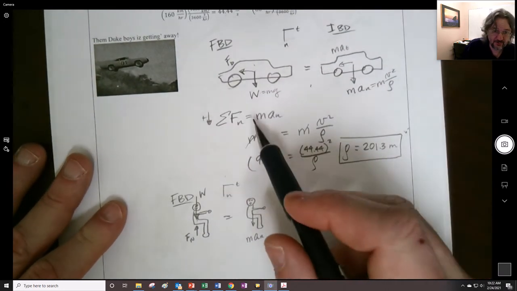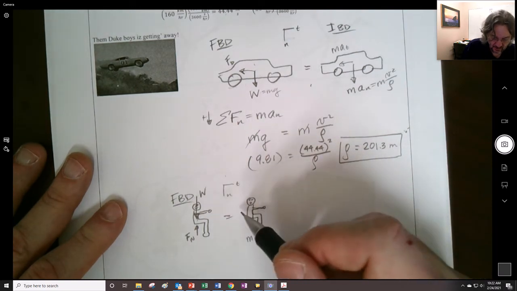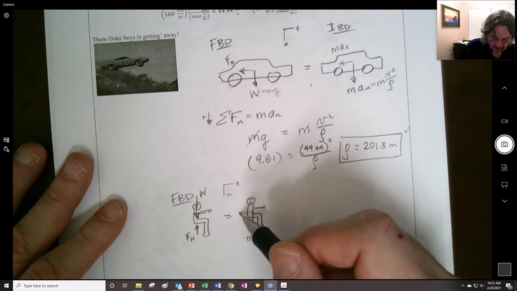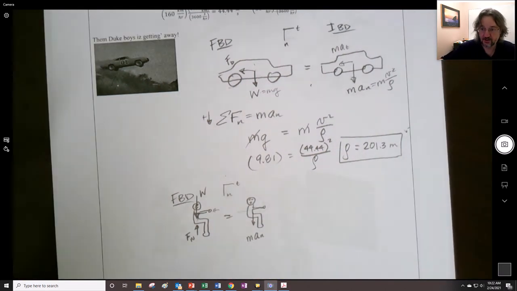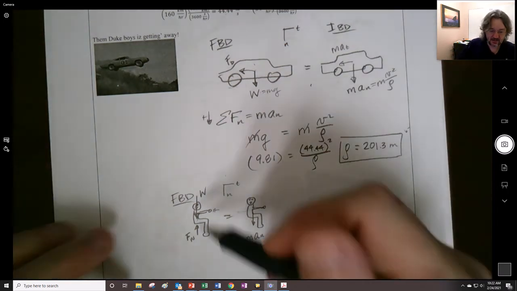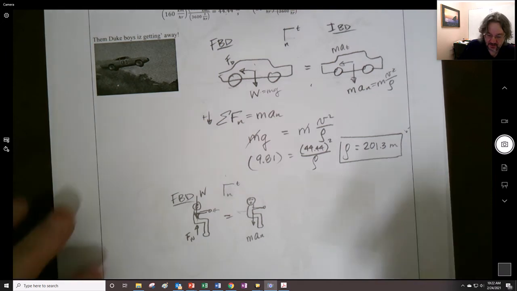We don't know if the car is probably slowing down. That would be an acceleration coming this way right here, so he'd actually probably have to be holding on to the steering wheel because the seat can't. Or that could be the seat belt, maybe, pushing him onto there if he's slowing down.